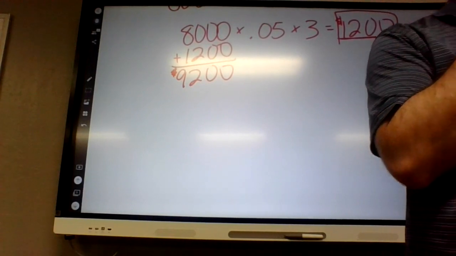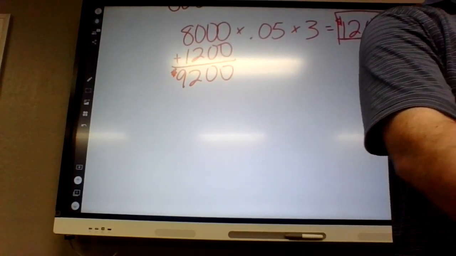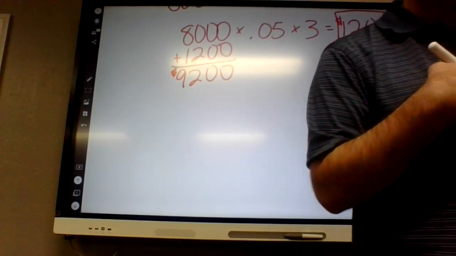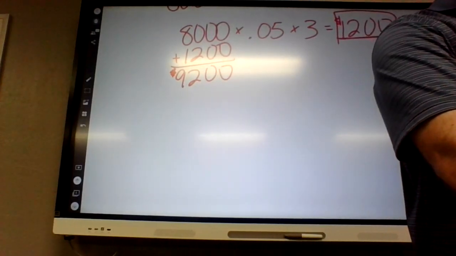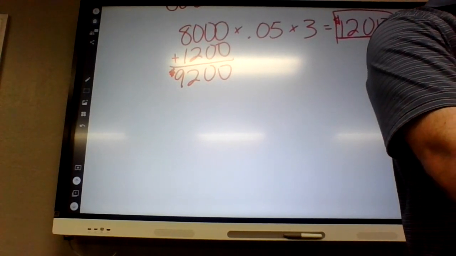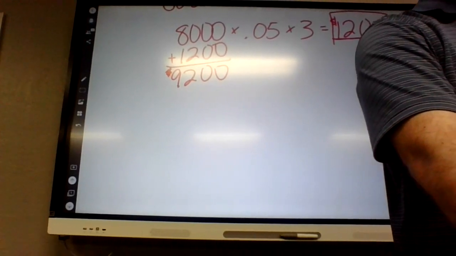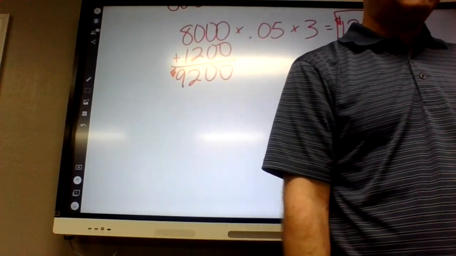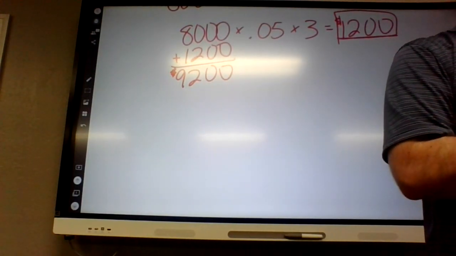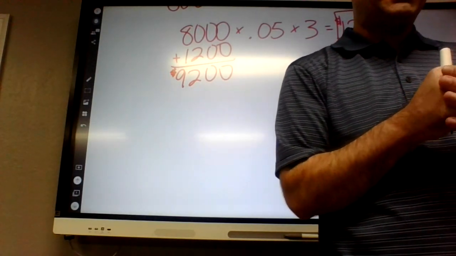Number 41. Timothy invested some of his savings. So this time, Timothy is investing, not borrowing, so he's going to get the extra interest. Timothy invested some of his savings in an account yielding 4% interest. So he's going to get 4% of what he invested every year. And twice as much in a second account yielding 6% interest. If altogether he got $800 interest last year, how much did he invest in each account?